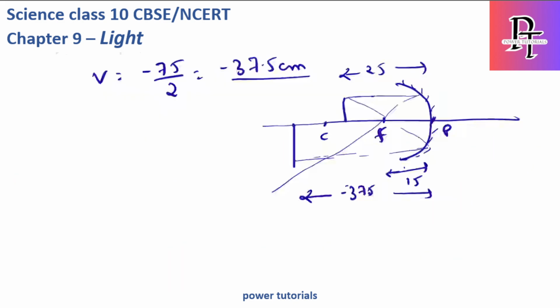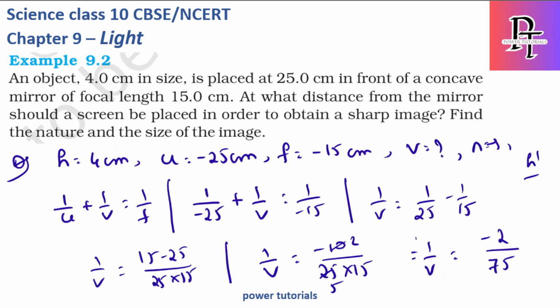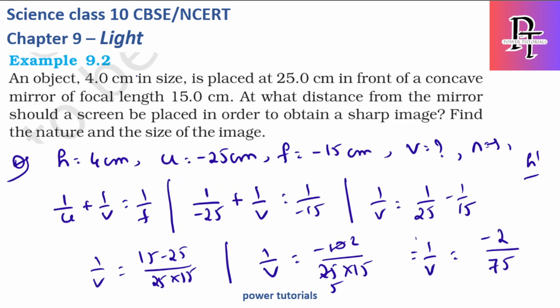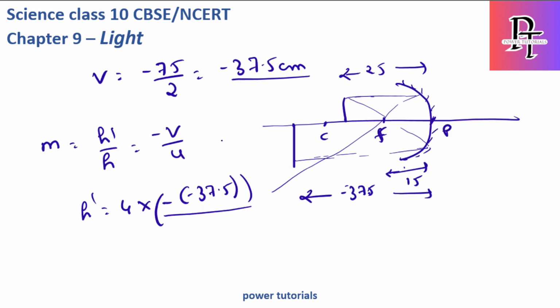Size of the image. Okay, so for size we can use the magnification formula, which is h dash by h is equal to minus v by u. H dash we need to find. H value is provided. How much? H is 4 centimeters. 4 into minus 37.5 by u value. What is u? U is here, 25. So h dash, size of image, is equal to 4 into 37.5 by 25.